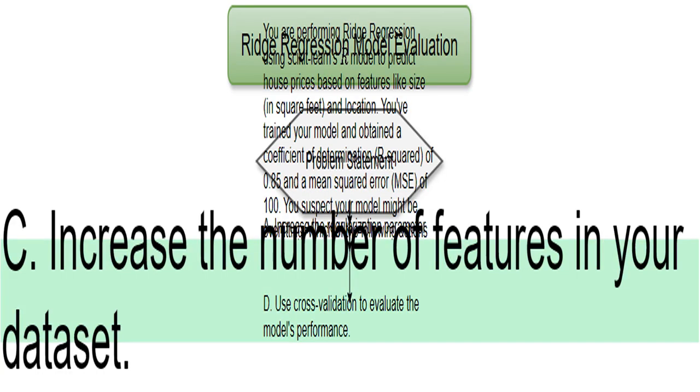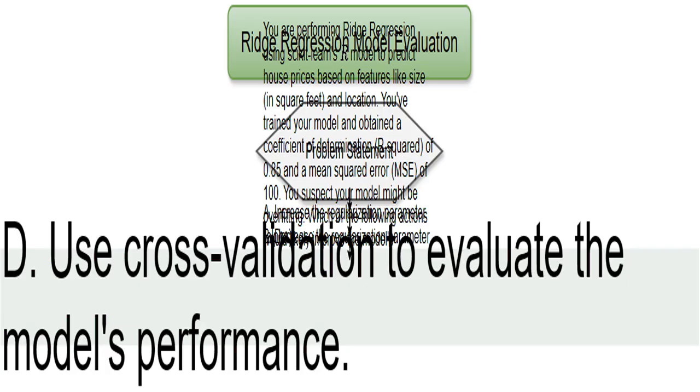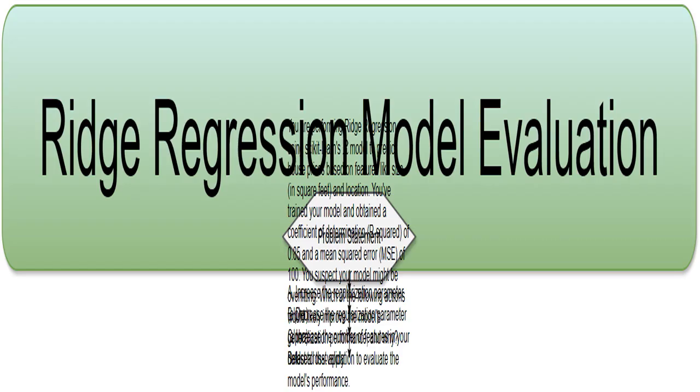Adding more features might increase model complexity and overfitting, even with regularization. This likely isn't the solution. Cross-validation helps assess how well the model generalizes by testing it on different subsets of the data. This is a great way to identify overfitting issues. It's a good choice. I'm evaluating a ridge regression model. Ridge regression is a technique that adds a penalty to the model's complexity, helping to prevent overfitting.